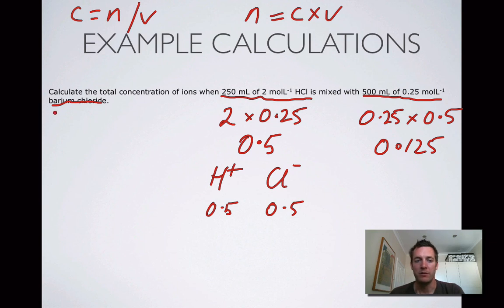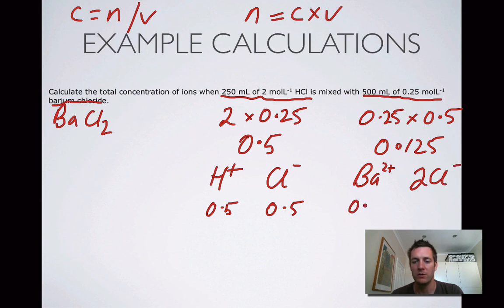Barium chloride, however, we need to know its formula. It's Ba, which is a 2+ ion, so it's got 2 chloride ions with it, so we've got a Ba2+ ion, and 2 Cl- ions. So in other words, we've got 1 of them, so 0.125 moles of barium, but double that amount of chlorine, so 0.25. Add all these numbers together, and we've got 1.375 moles. That's the total number of moles of ions.